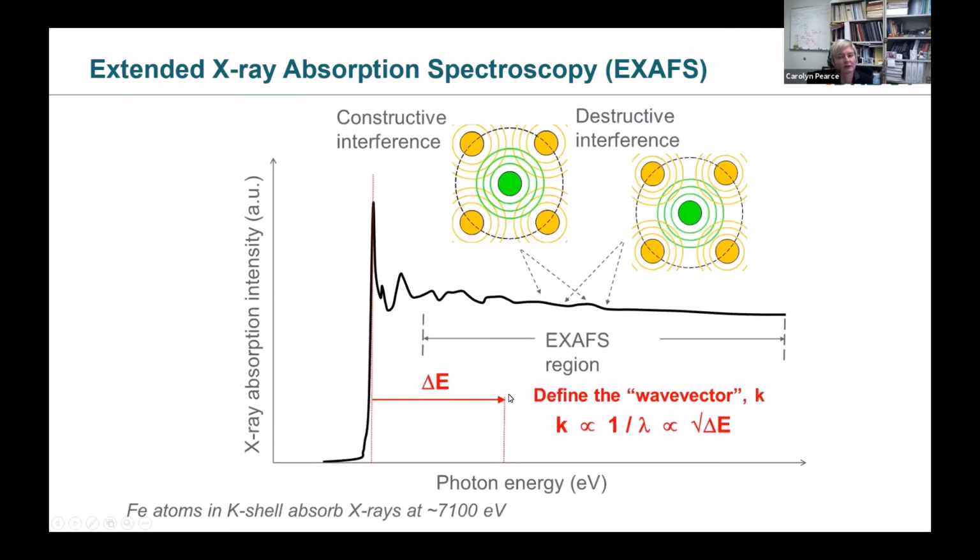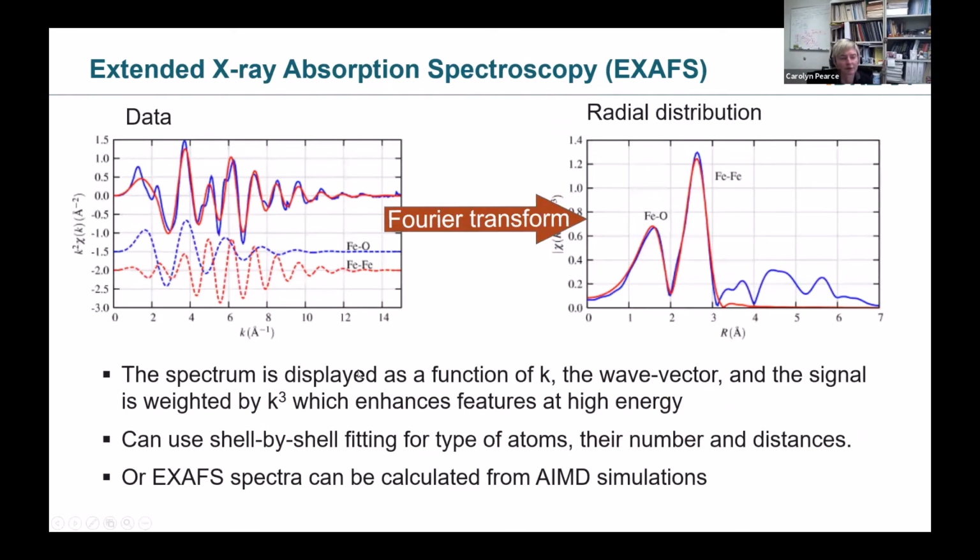We'll also talk about EXAFS, where we're looking at the extended region. I won't go into it, this group of people knows it very well, but we take the data and conduct a Fourier transform to get the radial distribution. And then we can do a shell-by-shell fitting to determine the type of atoms, their number and distances.